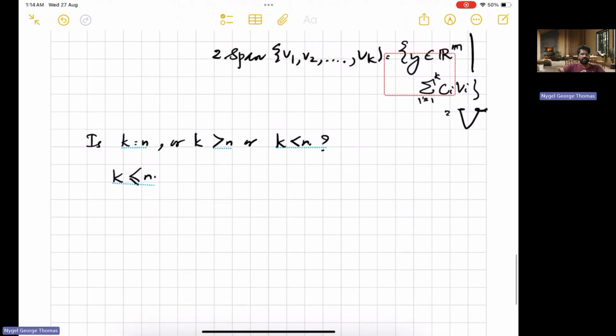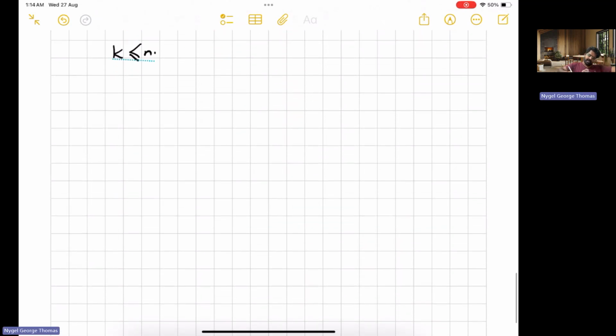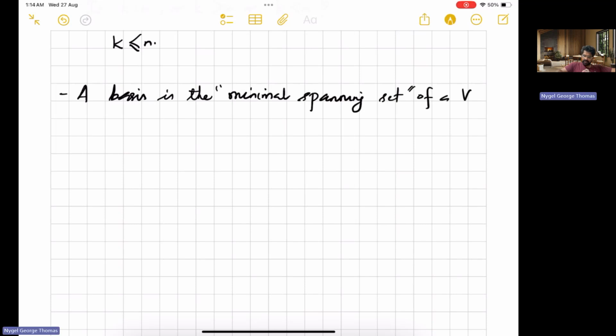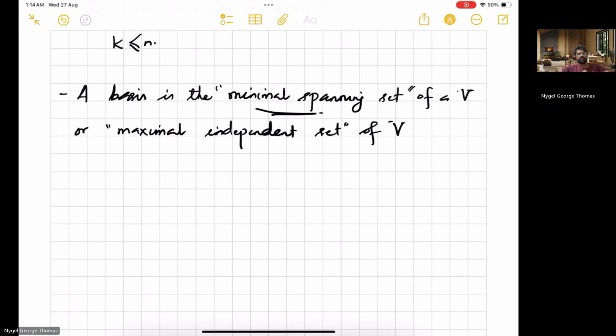So another way of defining a basis is that the basis is the minimal spanning set of a vector space, or it is the maximal independent set of that vector space. This is pretty clear, I think, from the argument you have made earlier.